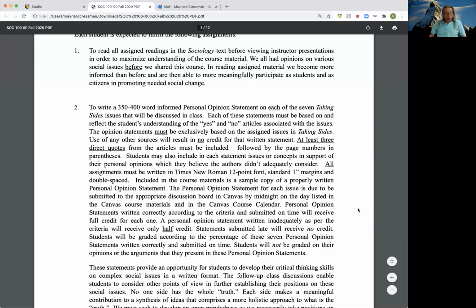Okay, when you go to the Canvas materials and you go to the left navigation area and click on Assignments, you will see personal opinion statements where I spell out in infinite detail everything I just said to you. Included in there is an example of how to write one of these personal opinion statements. So watch carefully. You will notice it's at least 350 words. You will see in it is at least 3 direct quotes, and you will see at the end of each direct quote is the page number from which it was taken.